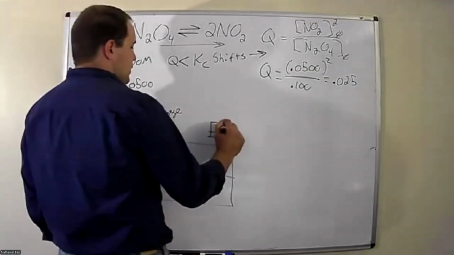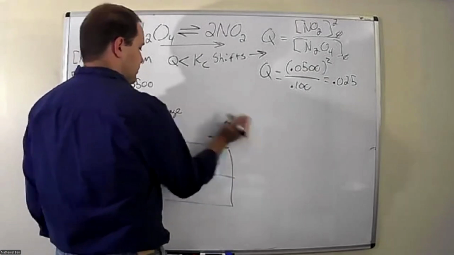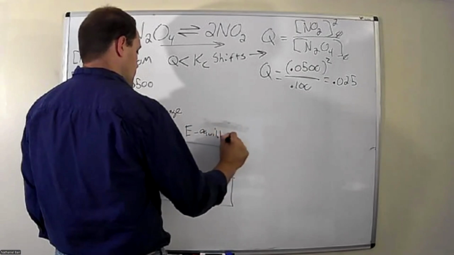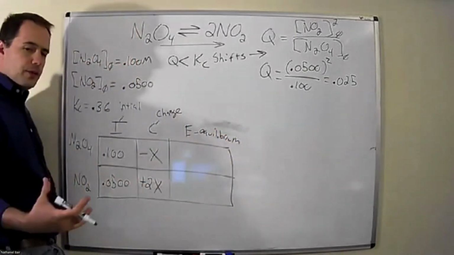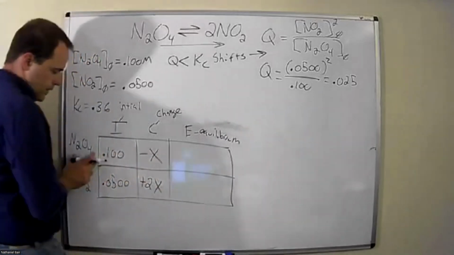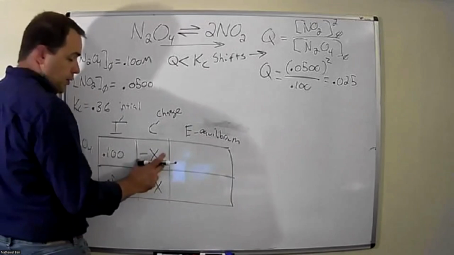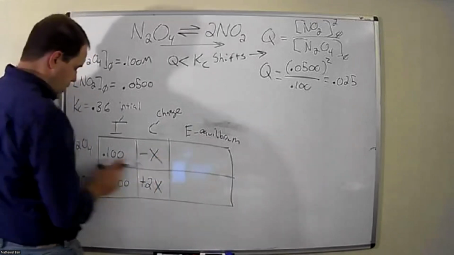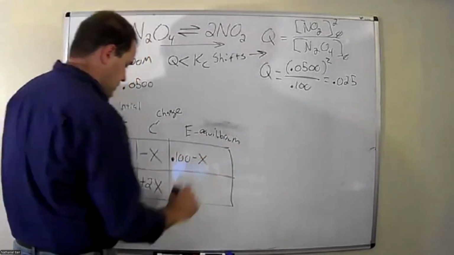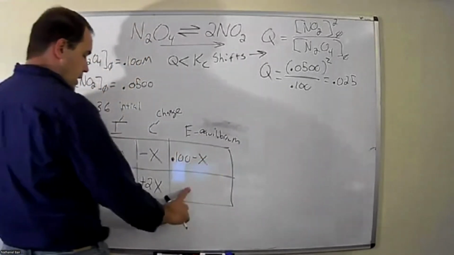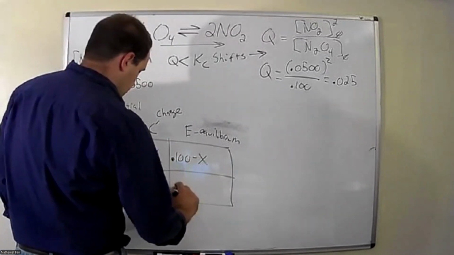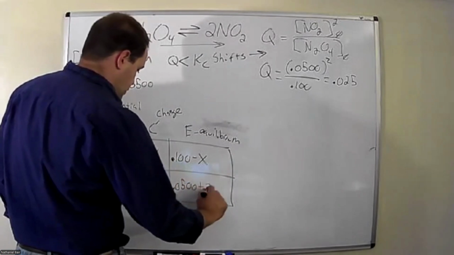Finally, the E stands for equilibrium. And that says once we're at equilibrium, what is the concentration going to be? Well, here's what we know. The equilibrium amount of this is going to be the starting amount plus or minus the change. So at equilibrium, the amount of N2O4 in there is going to be 0.100 minus x. And the amount of NO2 in there, we're just combining the I and C columns here for the E column, is going to be 0.0500 plus 2x.